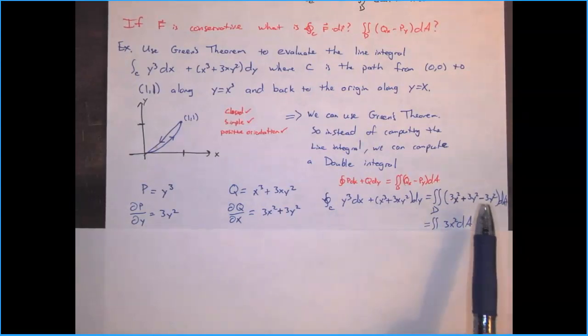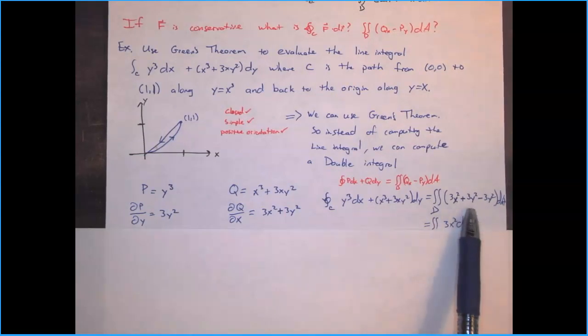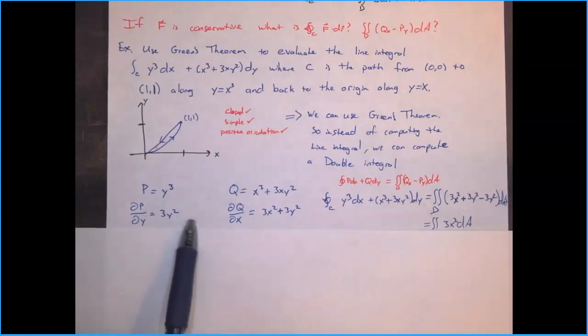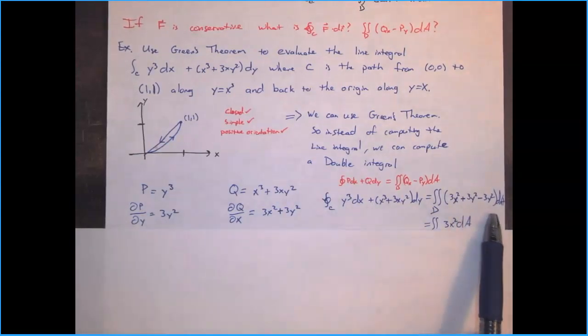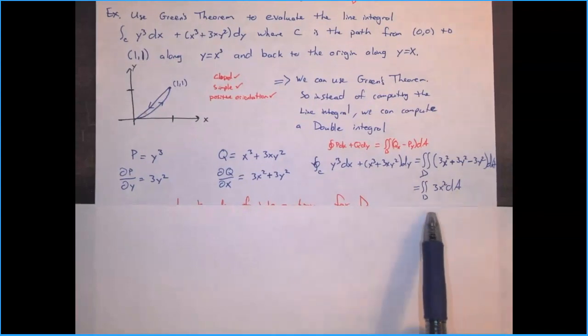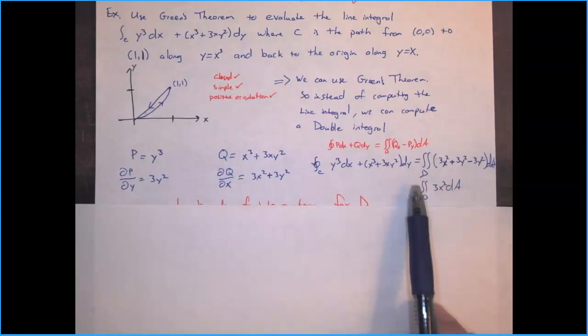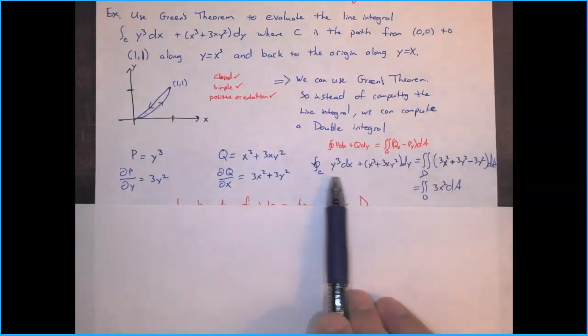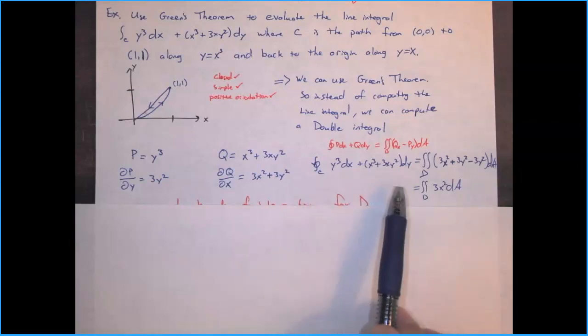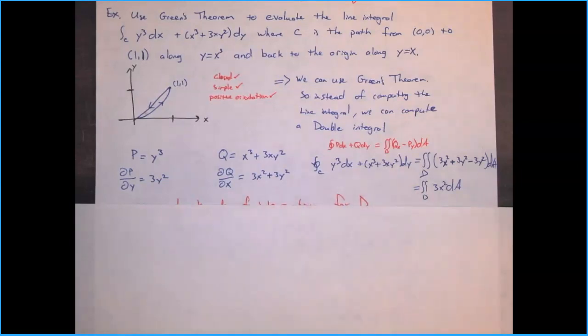But this line integral is equal to the double integral of 3x squared plus 3y squared, which was this partial derivative, minus 3y squared, which was this partial derivative. Well, the 3y squareds cancel out, and I'm just left taking the double integral of 3x squared over this domain. So this is what I want to find now. This is going to be easier to find than this line integral, which again, I'd have to set up 2 separate integrals.